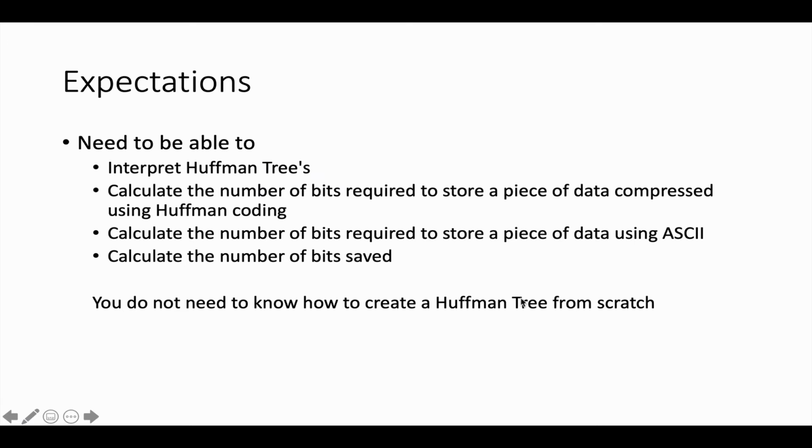So what are the expectations? First of all, we need to be able to interpret Huffman trees. We need to be able to calculate the number of bits required to store a piece of data compressed using Huffman. We need to be able to calculate the number of bits required to store a piece of data using ASCII. And we need to be able to calculate the number of bits saved by working out the difference. You do not need to know how to create a Huffman tree from scratch.